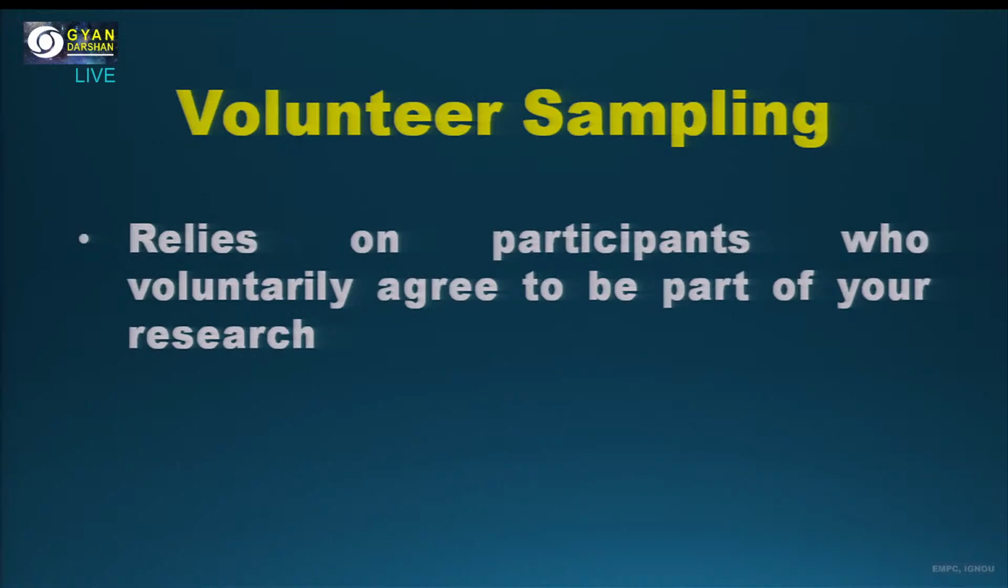As you see on the slide, it relies on participants who voluntarily agree to be part of your research work. When we were experimenting with the coronavirus vaccine, some people voluntarily came, and the vaccine was tested on those people. So people voluntarily come to give data for your research work. Such a sampling type is called the volunteer sampling technique. So these are the major non-probability sampling types. In each group we have seen 5 types of sampling, both in non-probability and probability.